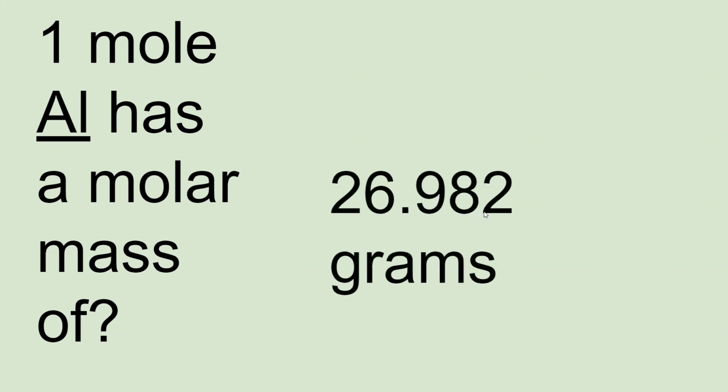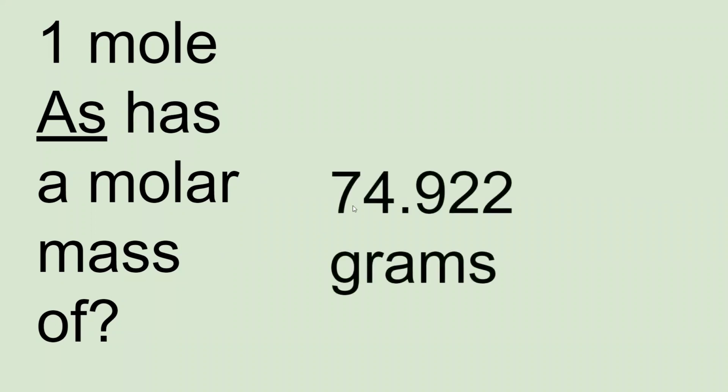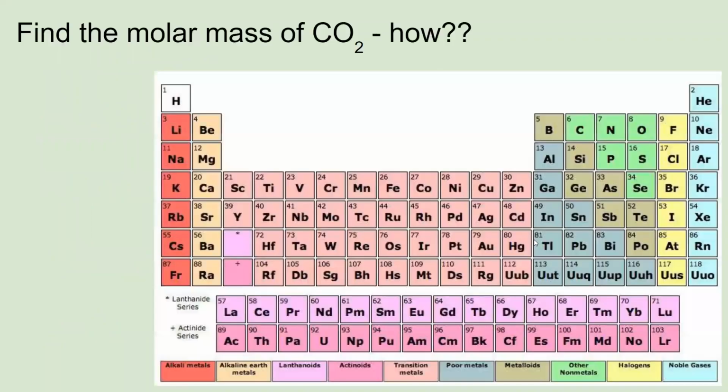You said 26.982 grams. You had to say grams. You were correct. Okay, arsenic. Find arsenic. Arsenic has 5 valence electrons, kind of right in the middle of the right side of your periodic table. If you got a mole of arsenic, what would be its molar mass? You said 74.922. You were correct. And you had to say grams, 74.922 grams.